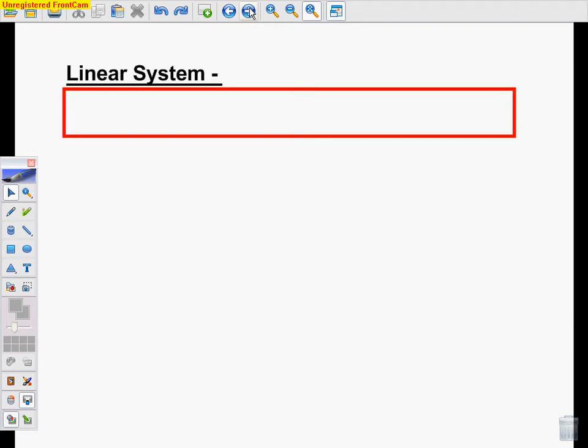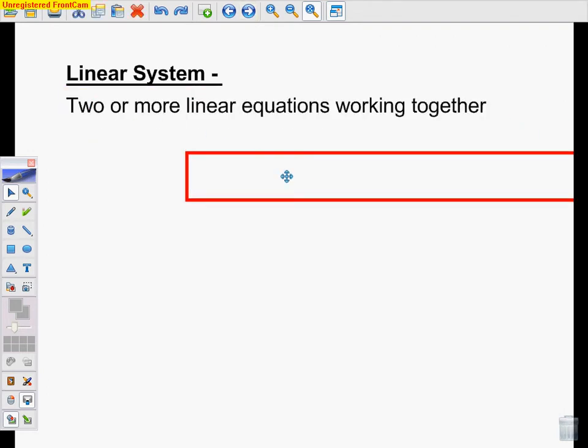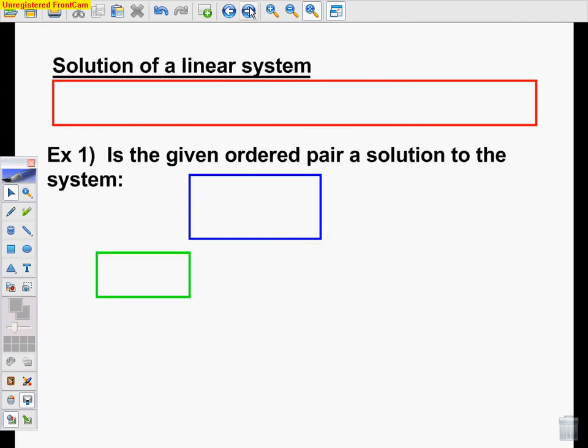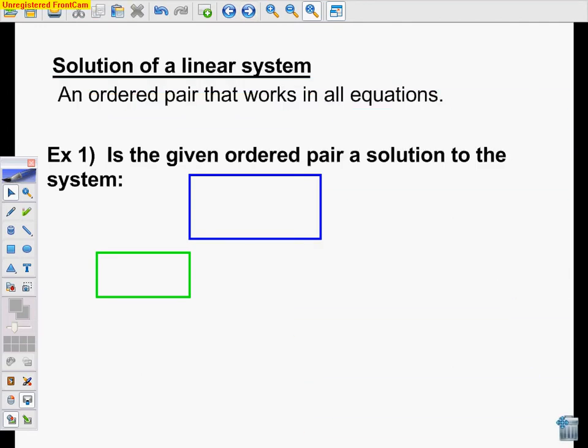Linear system. A linear system is two or more linear equations working together. Just like there are systems in the body, like the digestive system and the nervous system, and those systems are a bunch of organs that work together to perform a certain function. That's the same thing with a linear system. It's two or more linear equations working together. Now, the solution of a linear system is an ordered pair that works in all of the equations.